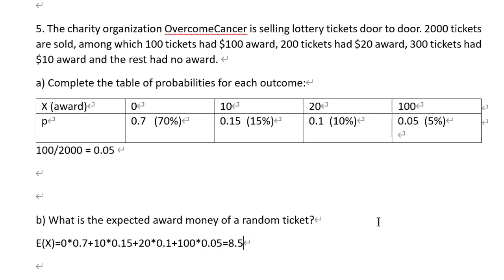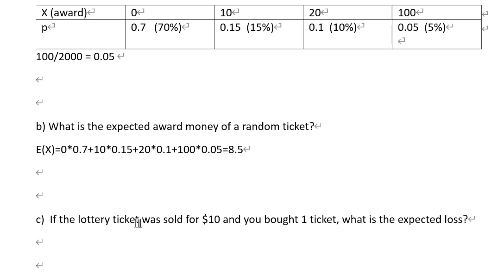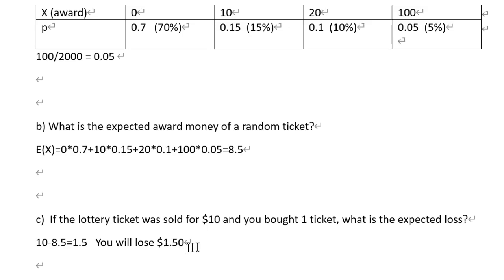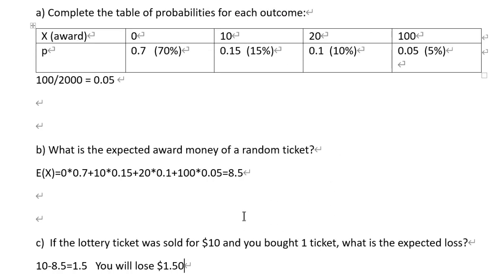So that's the expected award money of a random ticket. It's $8.5, okay? And if the lottery ticket was sold for $10 and you bought 1 ticket, what is the expected loss? Well, you've spent $10, but on average, you'll only recover $8.5. So 10 minus 8.5, what's that? That's 1.5, right? So you will lose $1.50 if you buy 1 ticket, okay? And the charity organization will actually gain $1.50 per ticket, assuming they sold all the 2,000 tickets.